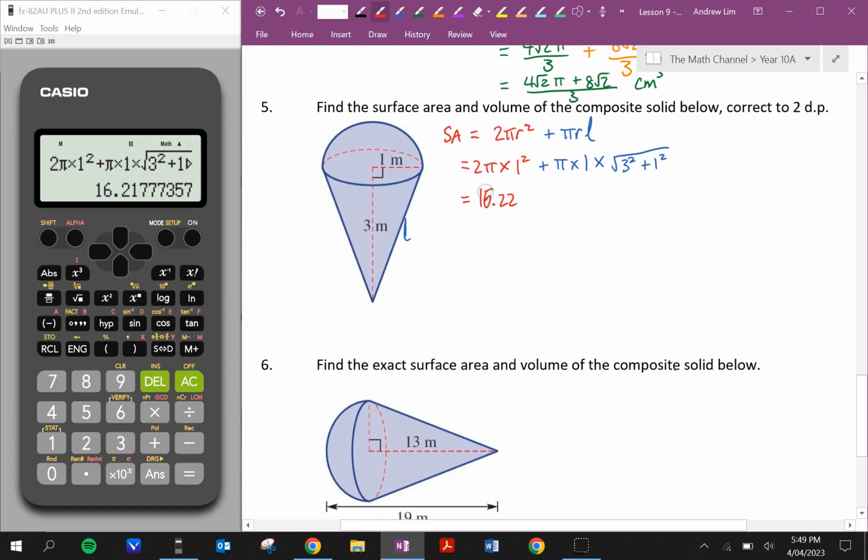Okay, 16.22 meters squared. Let's write that again. Right, volume. Well, we got half of a sphere, 2/3 pi r cubed, and we've got a cone, 1/3 pi r squared h.